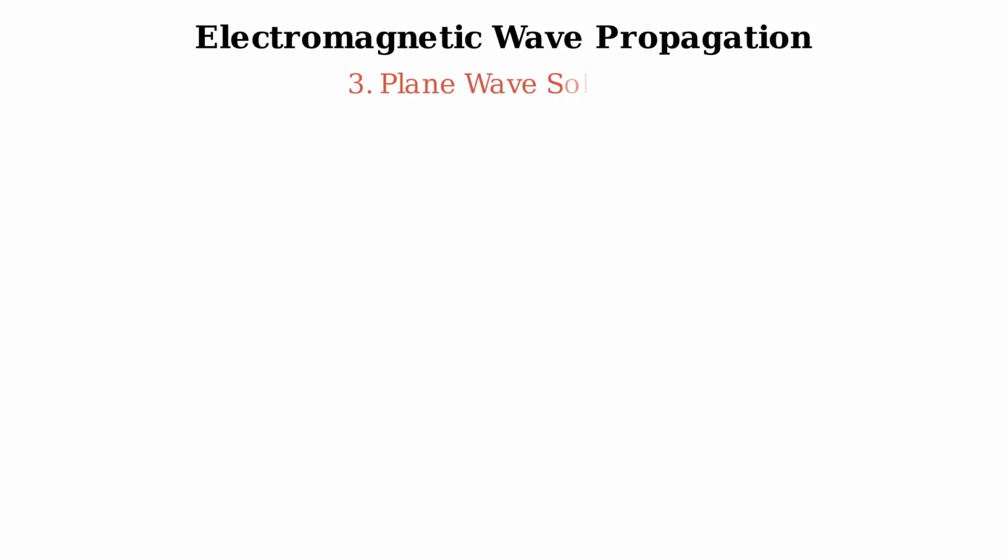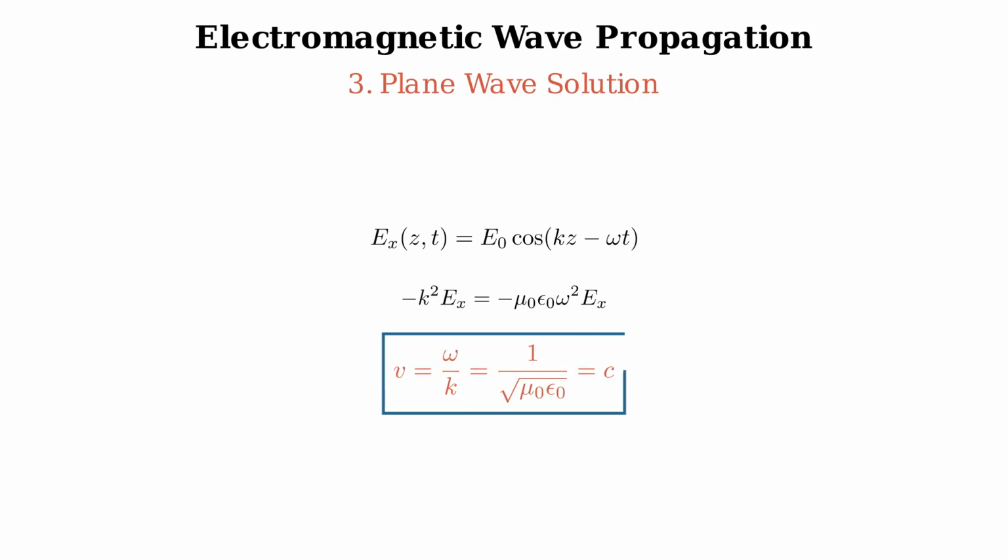Let us look for a simple plane wave solution traveling in the z direction. With the electric field polarized in the x direction, we substitute this cosine wave into the wave equation. The spatial derivatives bring out minus k squared, and the time derivatives bring out minus omega squared. This requires that omega over k equals 1 over the square root of μ0 ε0. This ratio is the phase velocity of the wave, which is exactly c, the speed of light.